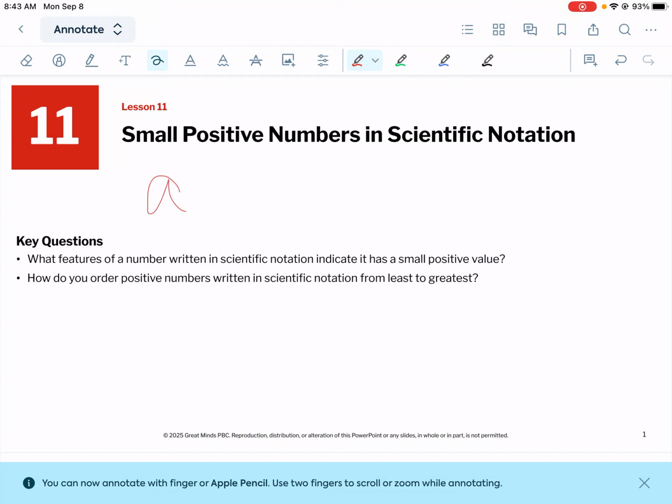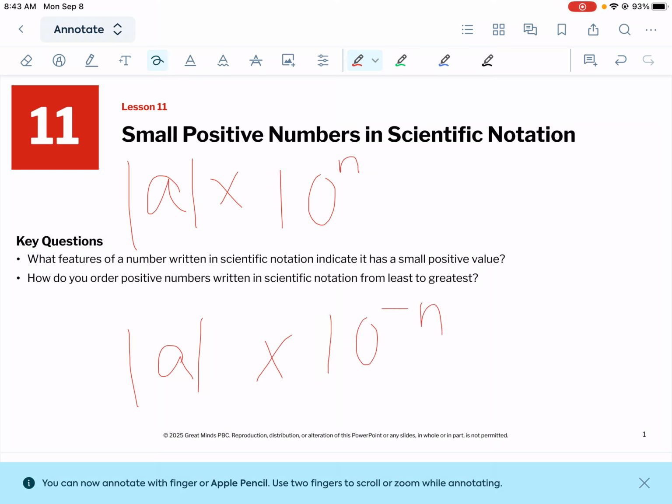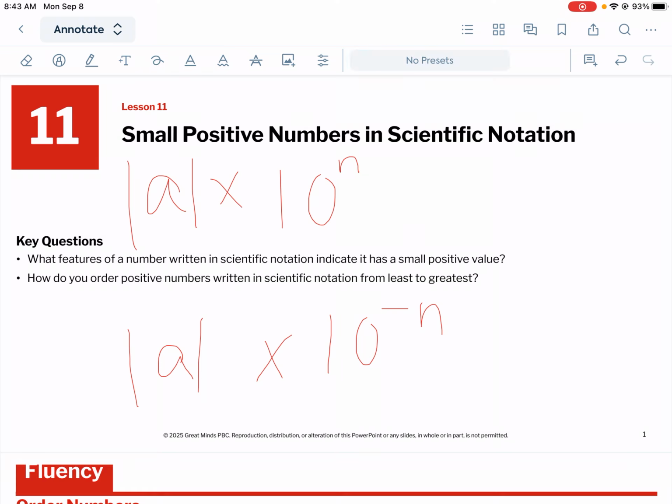The formula for scientific notation is A in absolute value times 10 to the power of n. But when we're working with small numbers and very small decimal numbers, your formula is A times 10 to the negative n. Okay, so keep in mind that that n for small decimals will be negative every single time.